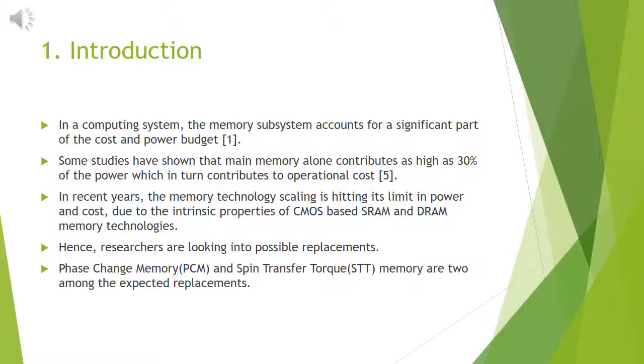Some studies have shown that main memory alone contributes as high as 30% of the power, which in turn contributes to operational cost. In recent years, memory technology scaling is hitting its power and cost limit due to the intrinsic properties of CMOS-based SRAM and DRAM memory technologies. Hence, researchers are looking into possible replacements. PCM and STT memory are two among the expected replacements.